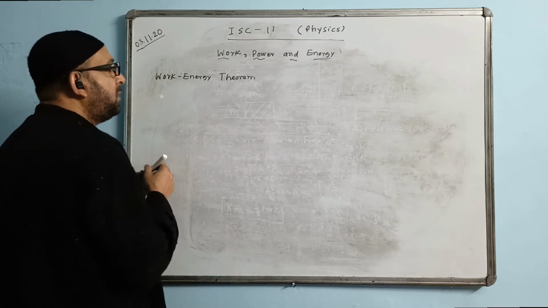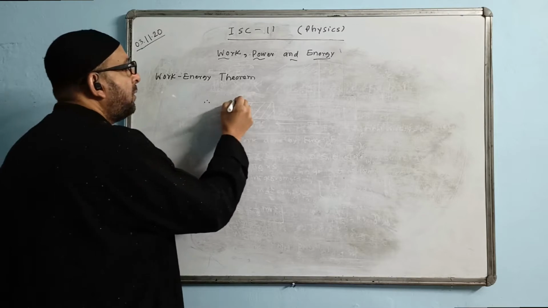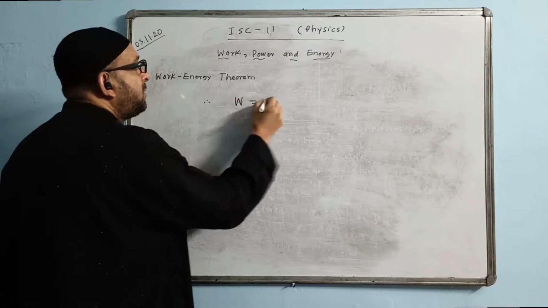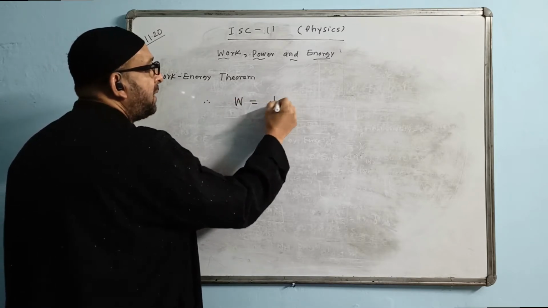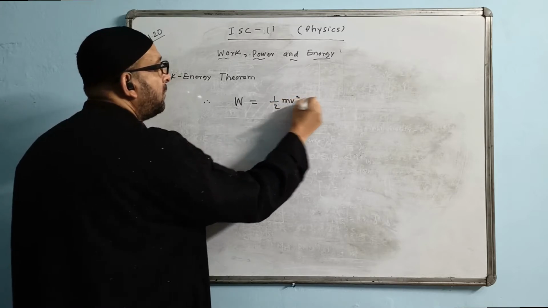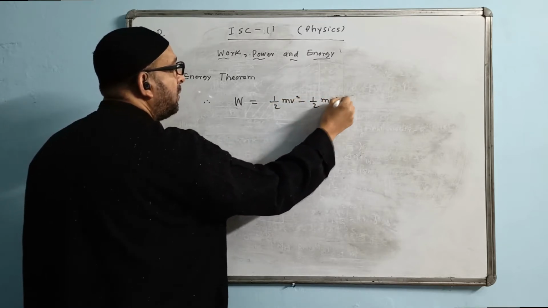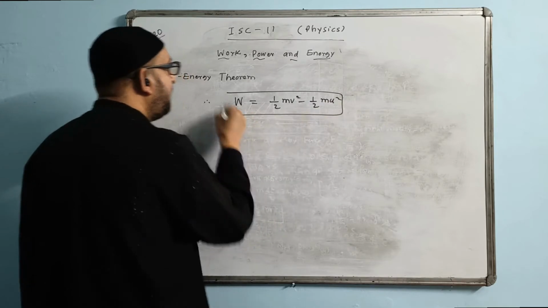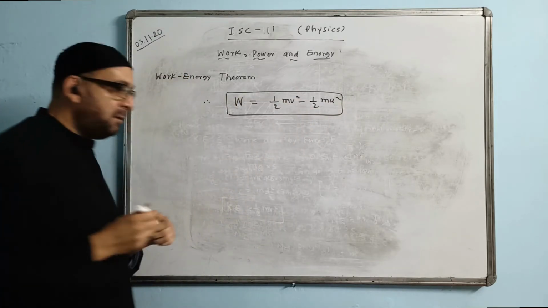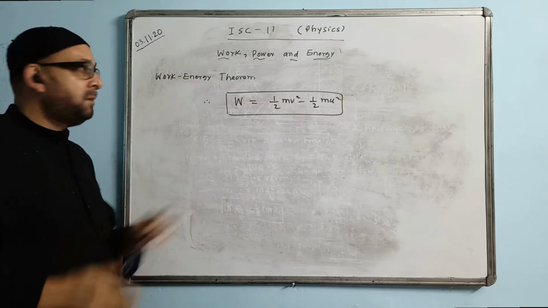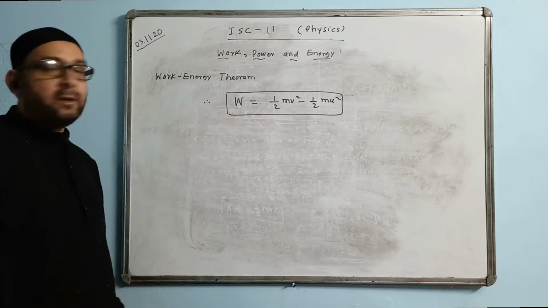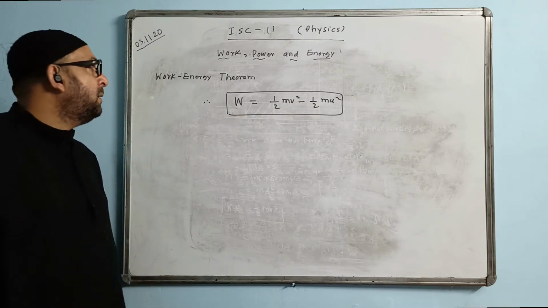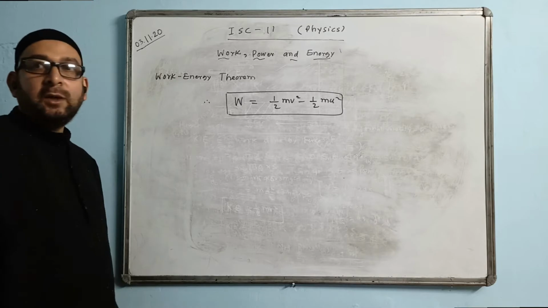This is called the work energy theorem. Therefore, we write: work done by a body is equal to change in kinetic energy. That means half mv square minus half mu square, final kinetic energy minus initial kinetic energy. The change in kinetic energy is equal to the work done, and this theorem is called the work energy theorem.